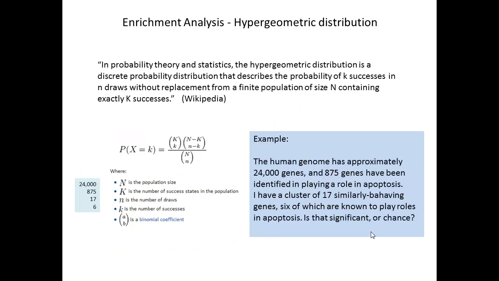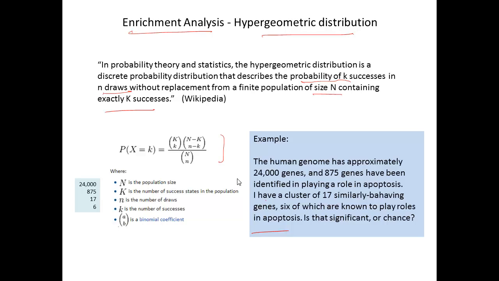So the basic approach that people use is something called enrichment analysis, and it's based specifically on a tool called the hypergeometric distribution. I'm not particularly a statistical expert, but I know how to use the tools. Formally, the hypergeometric distribution describes the probability of k successes in n draws without replacement from a finite population of size N containing exactly K successes. I've put that in terms of the genome, and here's the formula.